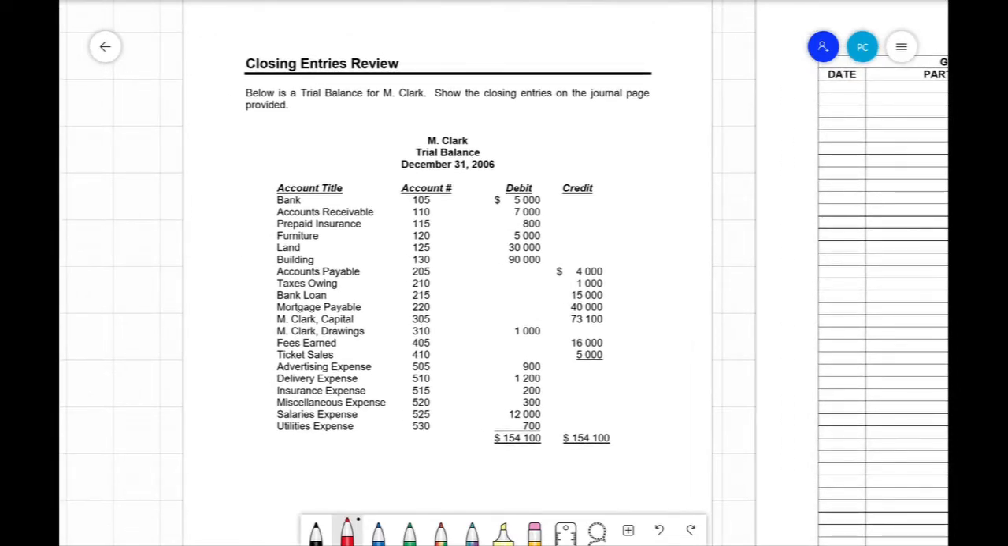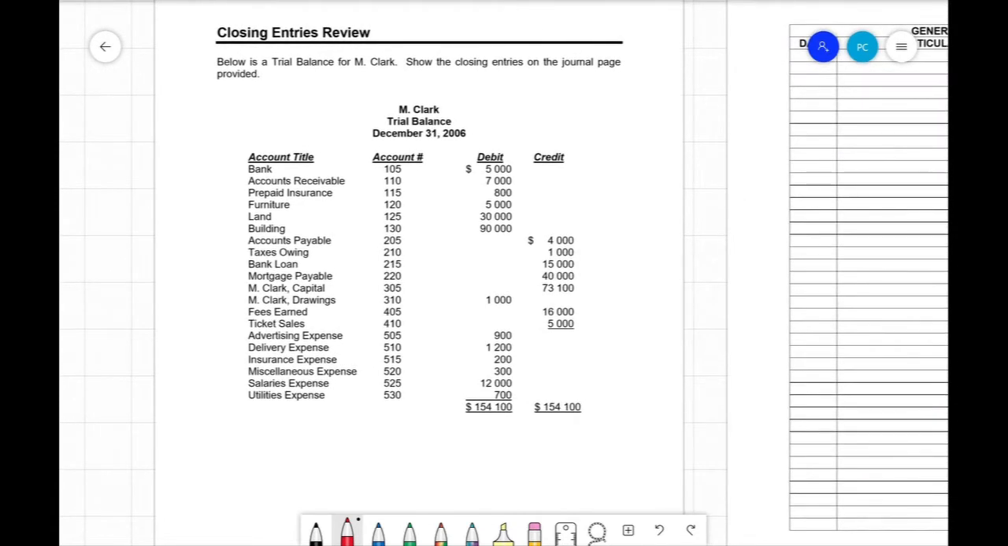You get a trial balance here with all the accounts listed. Remember that on a trial balance you have all the accounts, but you have two separate statements. You've got your balance sheet, and then everything below drawings is your income statement.